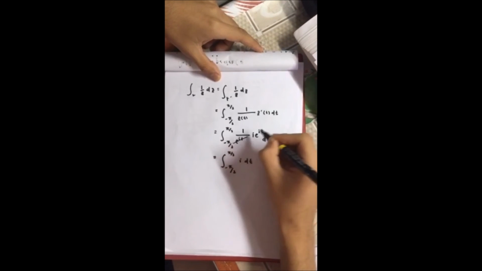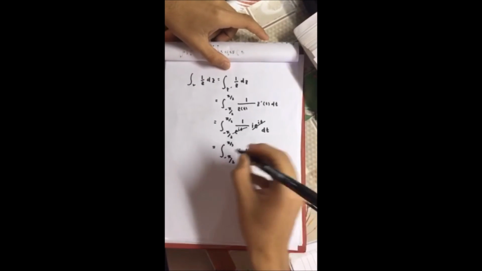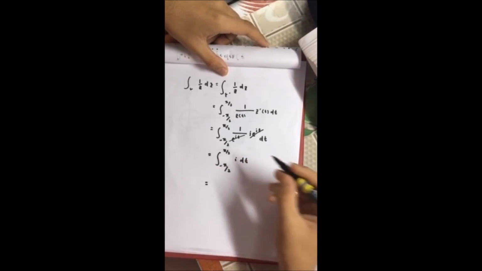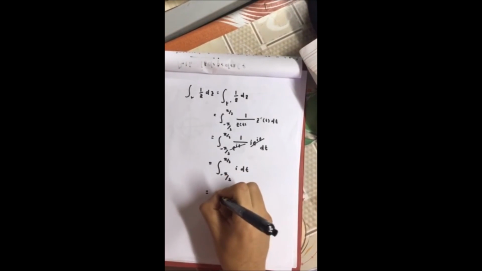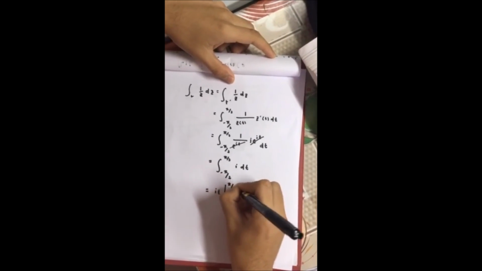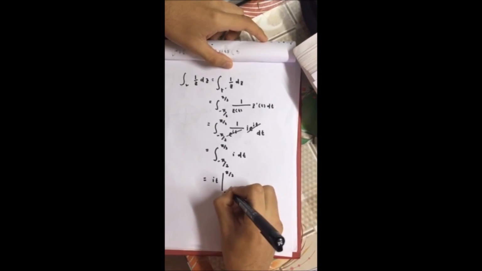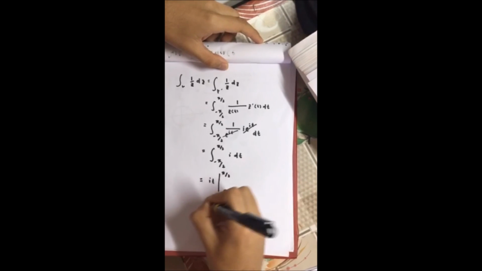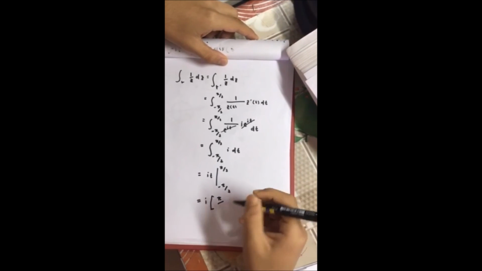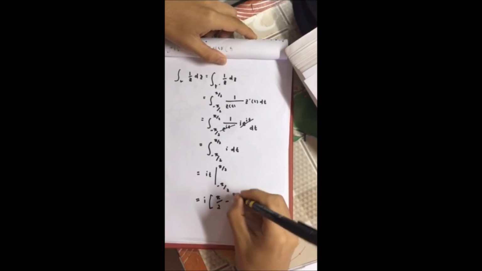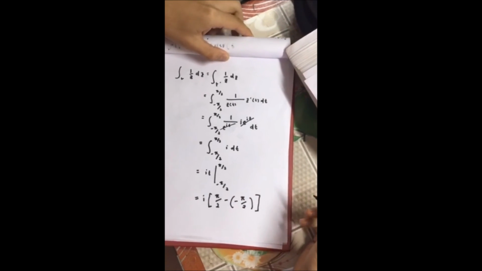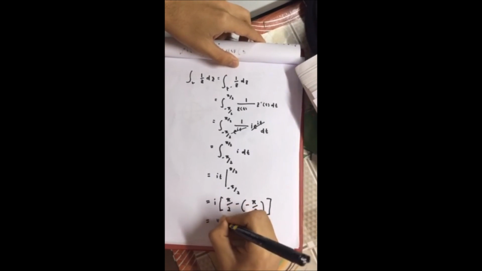We can cancel this and this. Then we solve this using the integral formula: i t from negative pi over 2 to pi over 2, equal to i times pi over 2 minus negative pi over 2. The final answer is i pi.